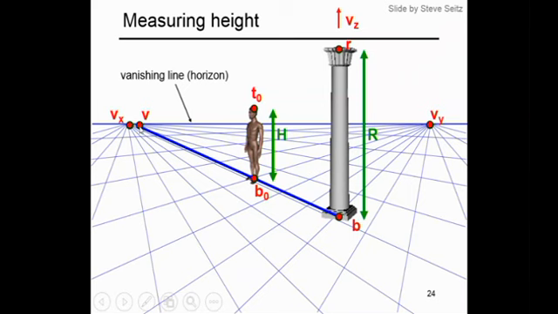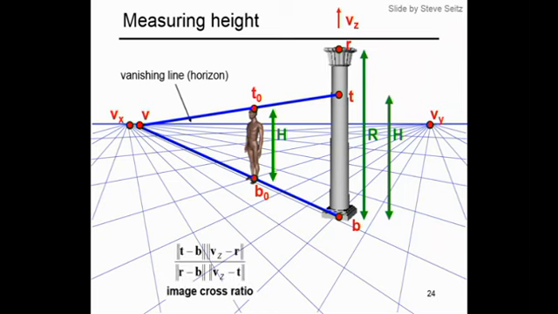Now I need to draw a line from the V through T naught, so I can draw that first baseline. I draw from V to T naught, and that gives me H. Then I can use the cross ratio of these 2D distances between VZ and R and VZ and T, and between T and R to measure the 3D ratio between H and R. If I know either H or R, I can compute the other one.